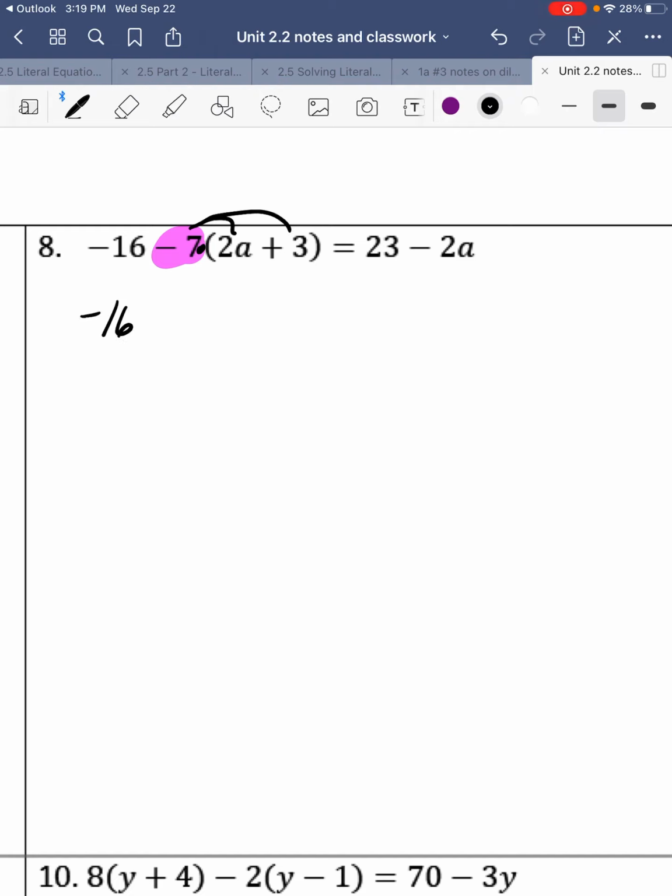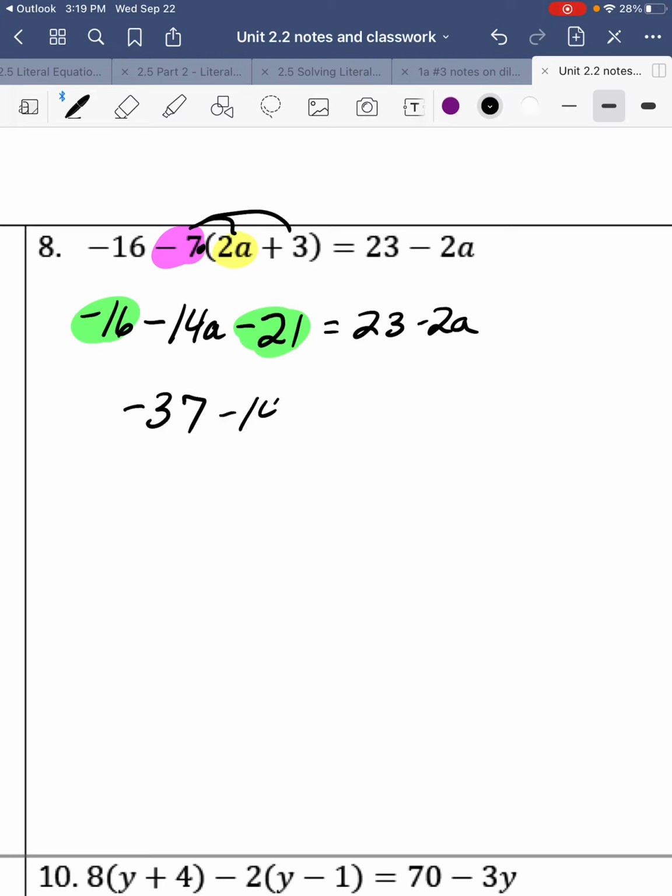It just stays there. So we do -7 times 2a is going to be negative or minus 14a. -7 times a positive 3 is a negative 21. That equals 23 minus 2a. Now we have like terms. We have -16 minus 21. Let's get those together. And it doesn't matter where you write them either. So that's -37 minus 14a equals 23 minus 2a.